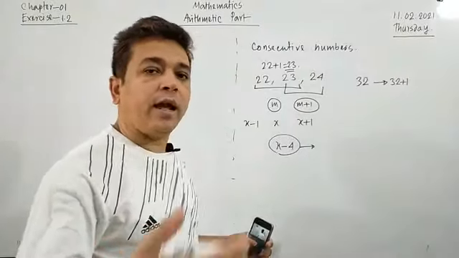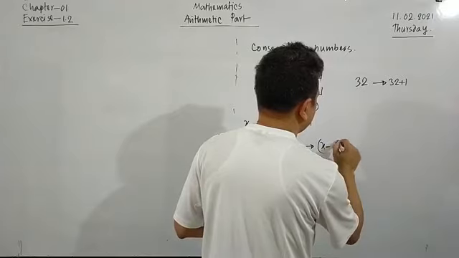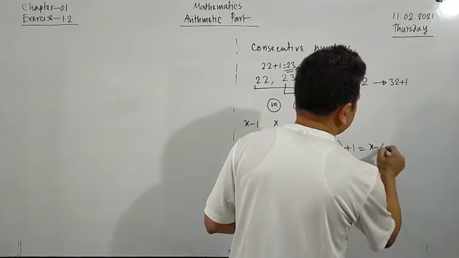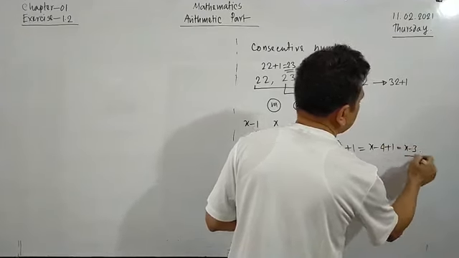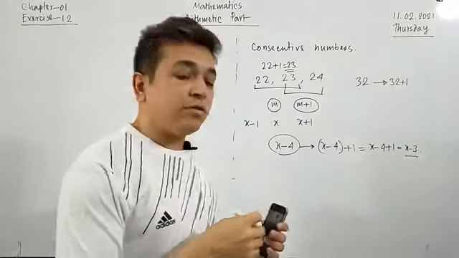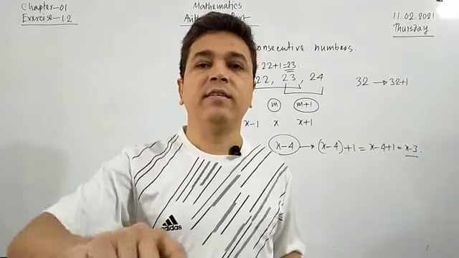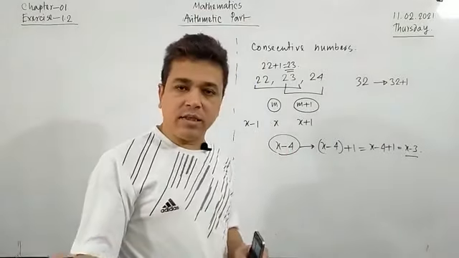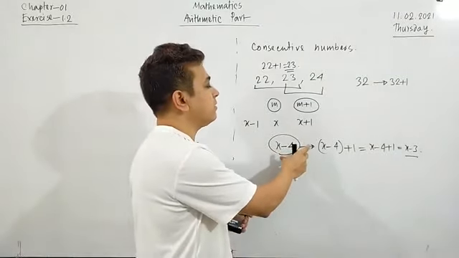Here we have x minus 4. If we consider x minus 4 the first number, the next number should be x minus 4 plus 1. So it will be x minus 3. You have to understand it this way, because we will not always write in the question that the first number is x. Sometimes we will write x minus 3, x minus 4, or something like that. So you have to understand the basic idea inside of it.